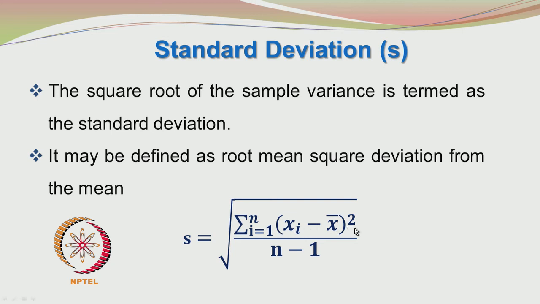The squared deviations, x i minus x bar whole squared, is referred to as the squared deviation. And since we are adding all those squared deviations and dividing by n minus 1, we have a mean square deviation, and then we take the square root. So, the standard deviation is also referred to as the root mean square deviation from the mean. This concept of mean square is very important, and we will encounter this frequently in our design and analysis of experiments. We call it the mean square error.